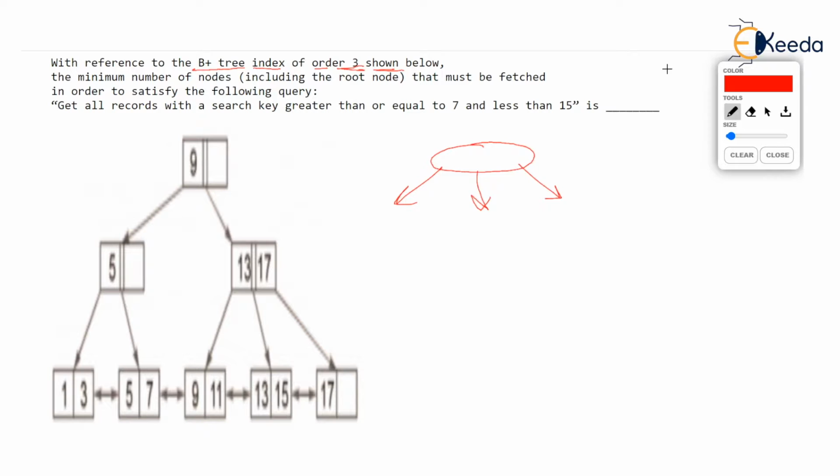Then we can have key K1 and key K2. That's it. Only 2 keys can be stored because K1 will have a pointer to its left as shown here. K1 will have a pointer to its right, which is shared with the left pointer of K2. K1 and K2 will share this pointer and K2 will have a right pointer. So if there are 3 pointers, that is, order is 3, then there can be 2 keys inside any node.